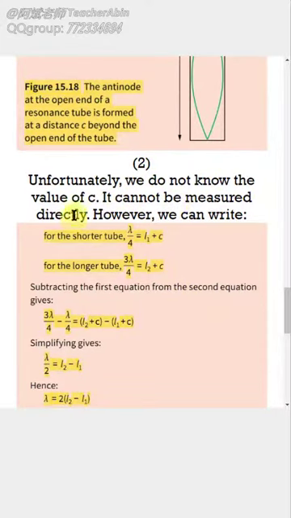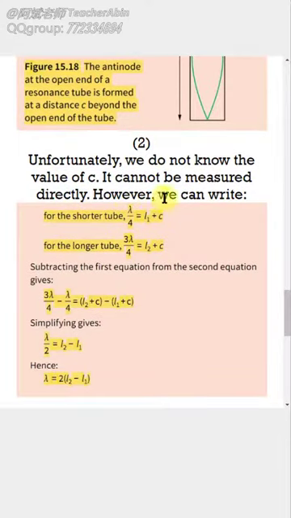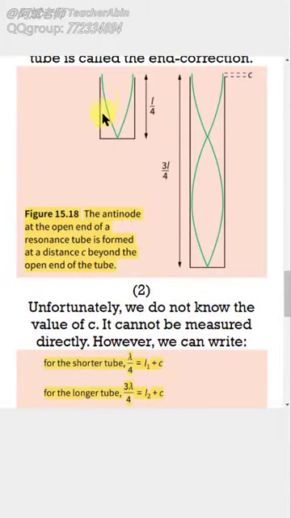It cannot be measured directly, but we can do some mathematical tricks to eliminate the error brought by the end correction c. For this shorter tube, we can write a quarter of a wavelength equals L sub 1 plus c. L sub 1 is the length of the air column. And for the longer tube, we can write 3/4 of a wavelength equals L sub 2 plus c. L sub 2 is the length of the air column here.